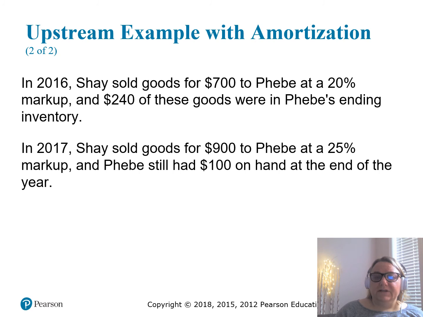More information. In 2016, Shay sold goods to Phoebe at a 20% markup. 240 of these goods were in Phoebe's ending inventory.